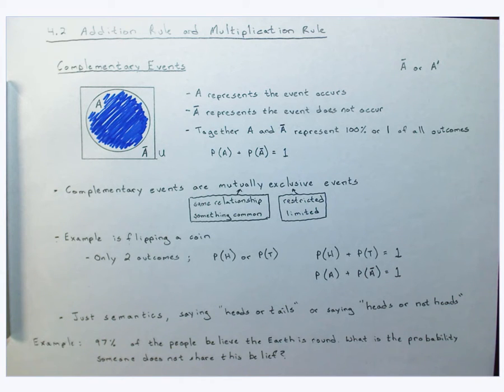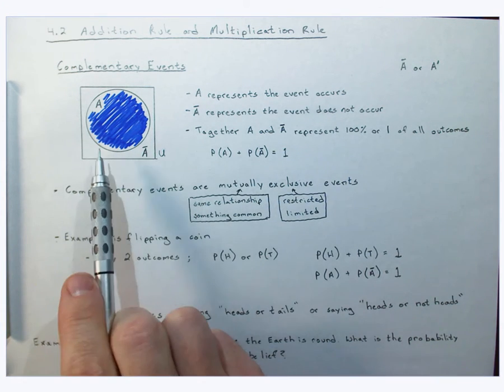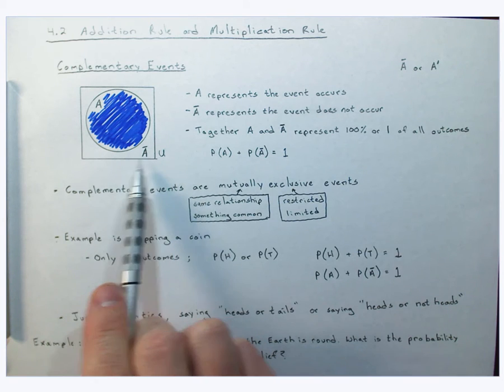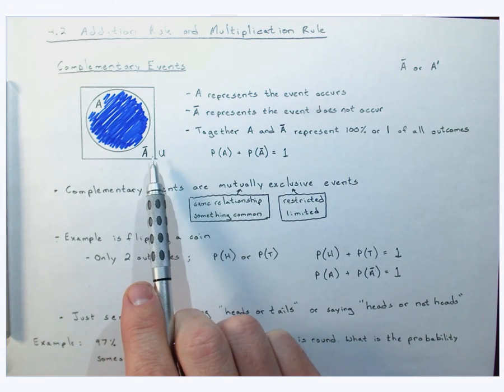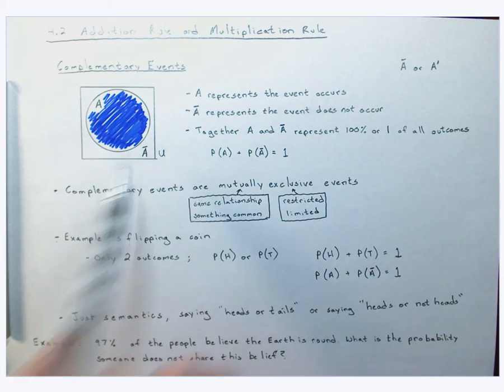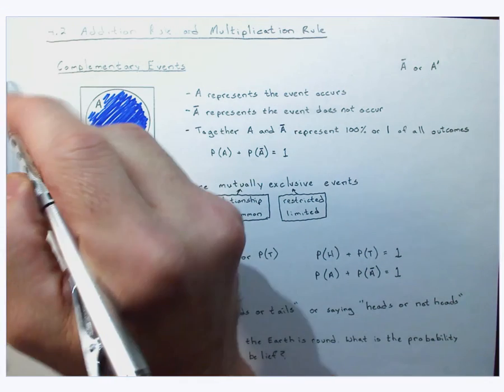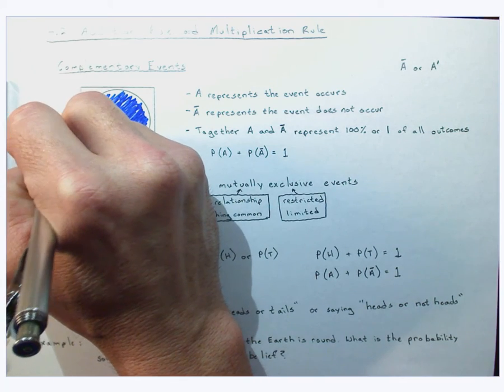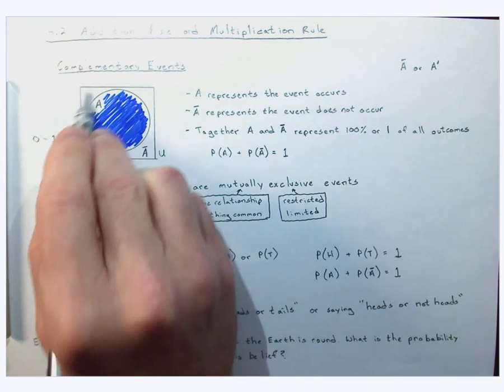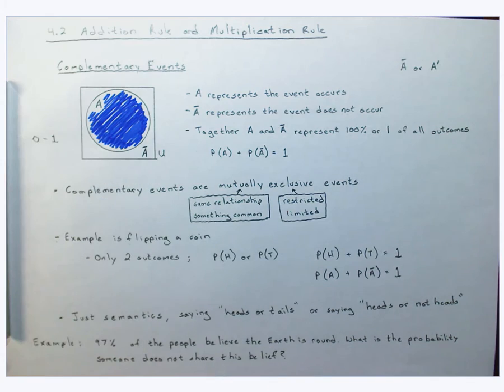Hey guys, I'd like to talk to you about complementary events. Here I have a Venn diagram drawn. Within the square it represents the universal set. That means everything that's included. In probability, we know that that ranges from 0 to 1. So that means everything in this square adds up to the total number 1.